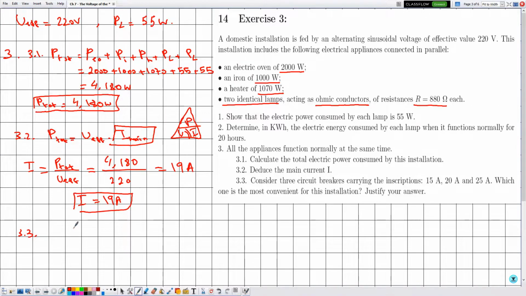Then let's write: the most convenient circuit breaker is the one having rated current slightly greater than the main current.